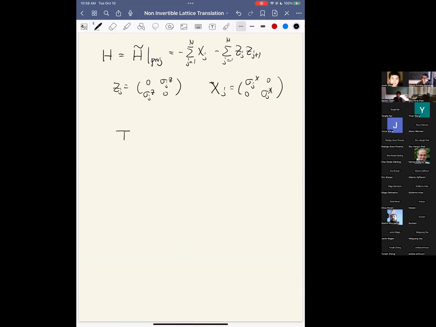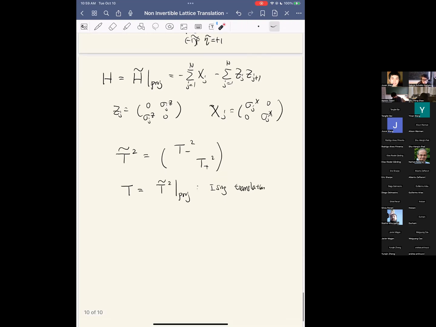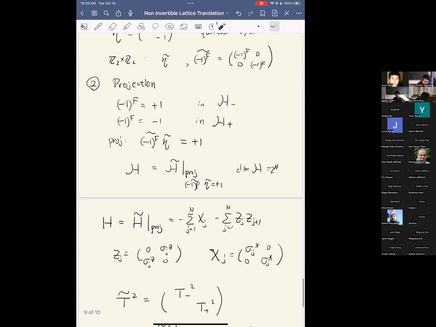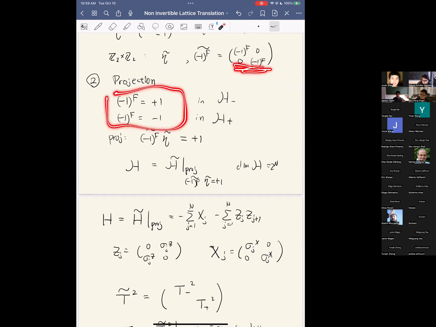It's easier to consider the square of the Majorana translation operator. So I just put t minus square, t plus square here. Let me remind you, everything with the tilde acts on the 2 to the n plus 1 dimensional Hilbert space. All right, so this is an operator. And if you do the projection, it becomes the Ising translation. And there's nothing in tension with the projection because t minus square and t plus square both commute with -1 to the f. That's the thing we're doing the projection.